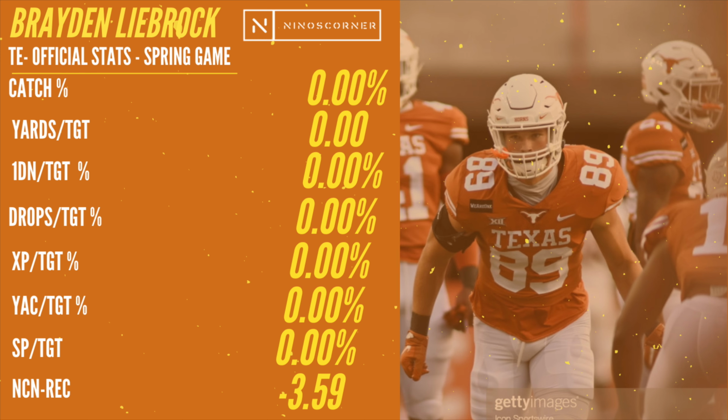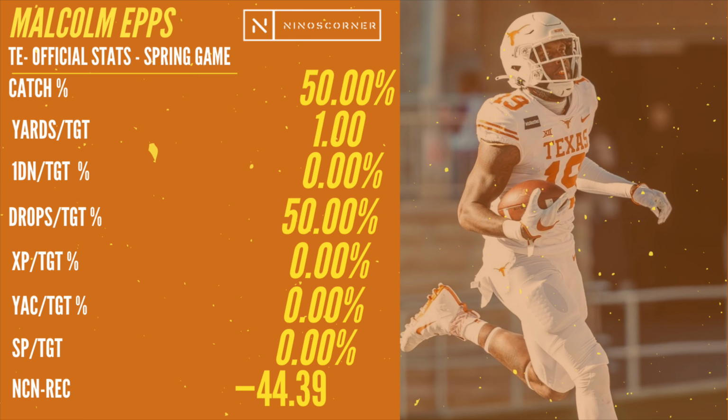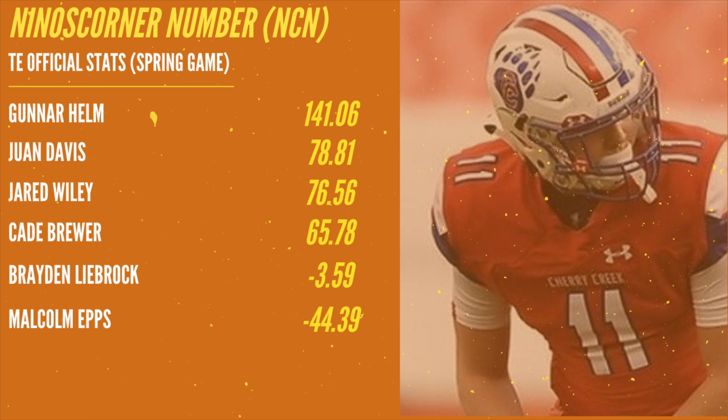So a negative 3.59. And the last person on the list is Malcolm Epps, who we just found out is entering the transfer portal. Just seeing the talent that's above him with Gunnar Helm, with Juan Davis, with Cade Brewer coming back, and also with Jared Wiley. So he had a negative 44.39. He had one reception on 2 targets, guys, 2 yards, no first downs, of course, no explosive plays. For Malcolm Epps, no successful plays, and he had a drop. The drop is what brought that number down drastically. But that is the tight end position, folks.